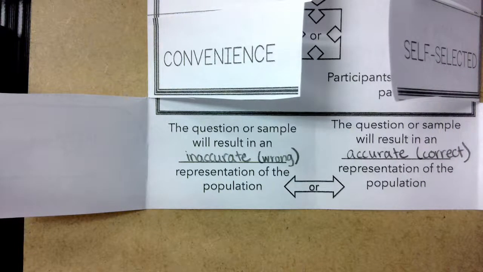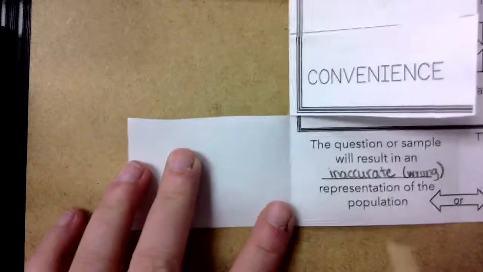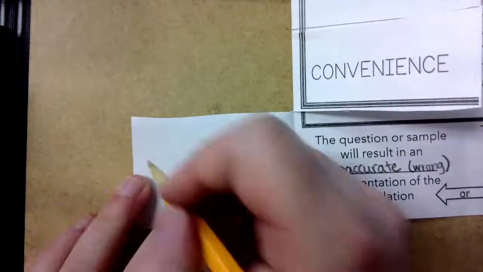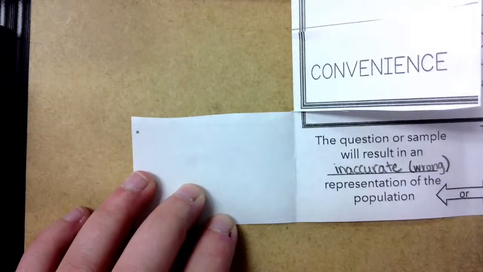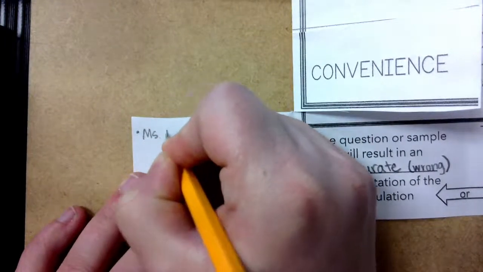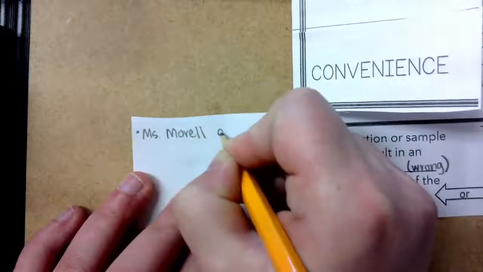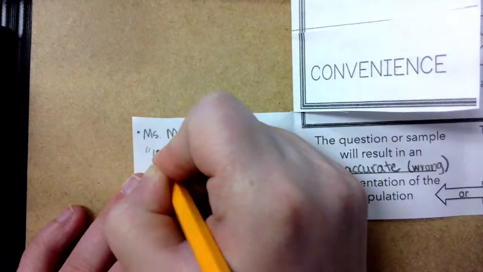Okay, another way that would be inaccurate is if we just asked, who's the best math teacher at Apollo? I'm going to leave the part of at Apollo out just for a moment. Okay, who's the best math teacher? But we only ask Morell's students. Okay, in this case, the question isn't biased. Who's the best math teacher? It's giving you opportunity to say lots of different answers.